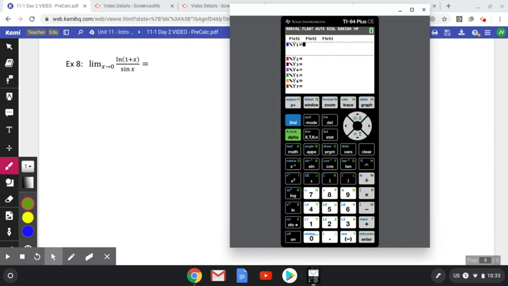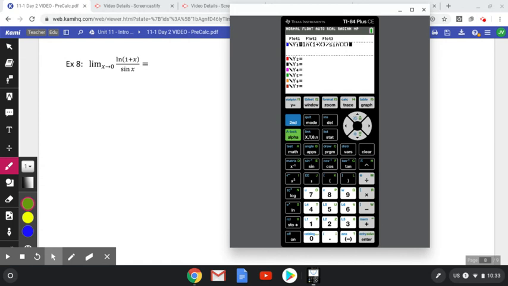The natural log button is the third button on the left-hand side from the bottom, just above the on key, and it's right here, the natural log. And then you're going to hit 1 plus x and close that parenthesis. Then we'll divide by the sine of x.